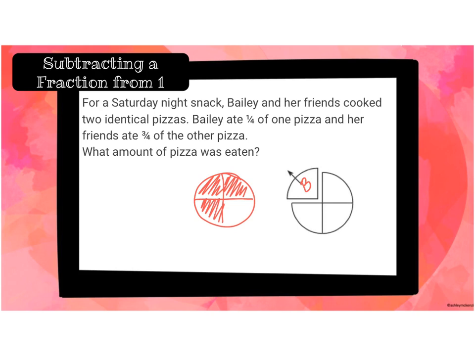I know. Why didn't they just eat the same thing? Maybe she's picky and she only wanted cheese and her friends wanted meat lovers. I love meat lovers. They ate 3/4 of meat lovers, but Bailey only likes cheese, so she ate 1/4 of the cheese.